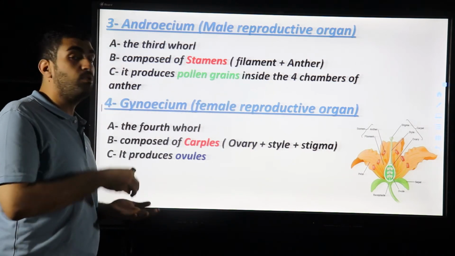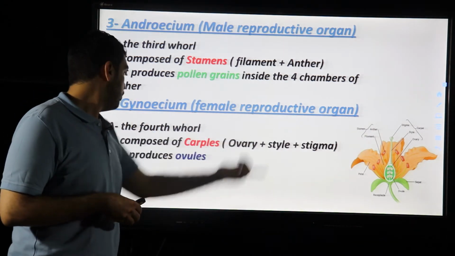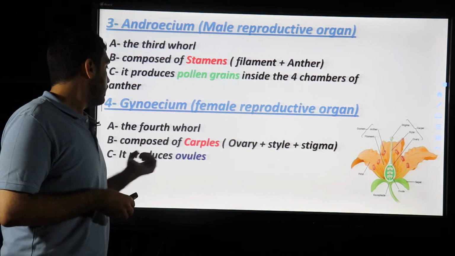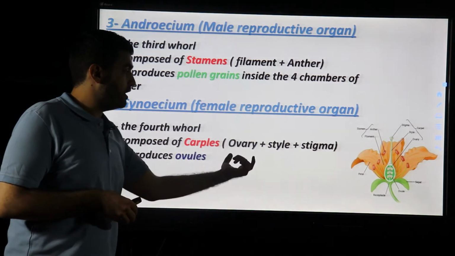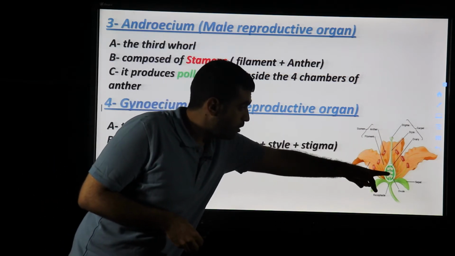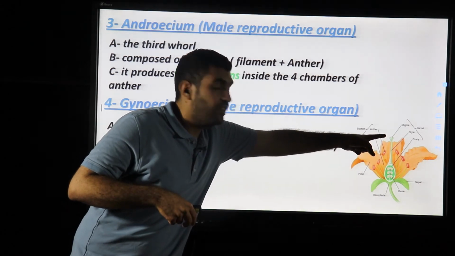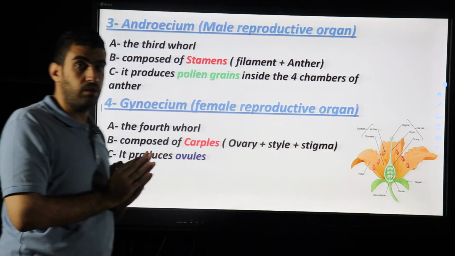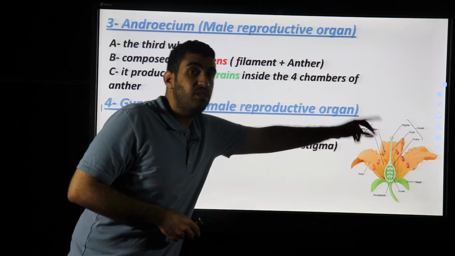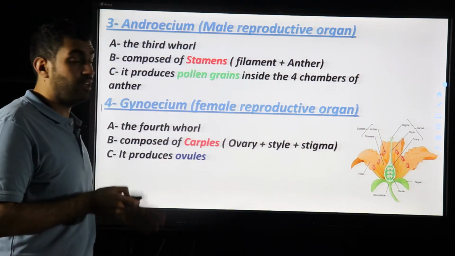Number 4, the innermost part, is called the gynecium, the female reproductive organ. The fourth whorl is composed of carpels, ovary, style, and stigma. Any carpel like this is composed of the ovary, in which seeds are found, the style, and the outermost part, the stigma. This part receives the pollen grains from the male reproductive organ, as we will say in the pollination process.